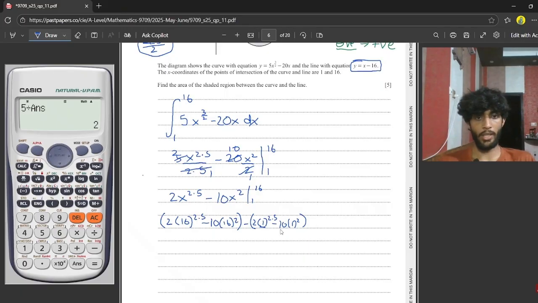And this 1 can be raised to any power. It doesn't matter. It's just going to be 1. So all of this is going to simplify to 2 minus 10. So what is 2 minus 10? 2 minus 10 is minus 8.